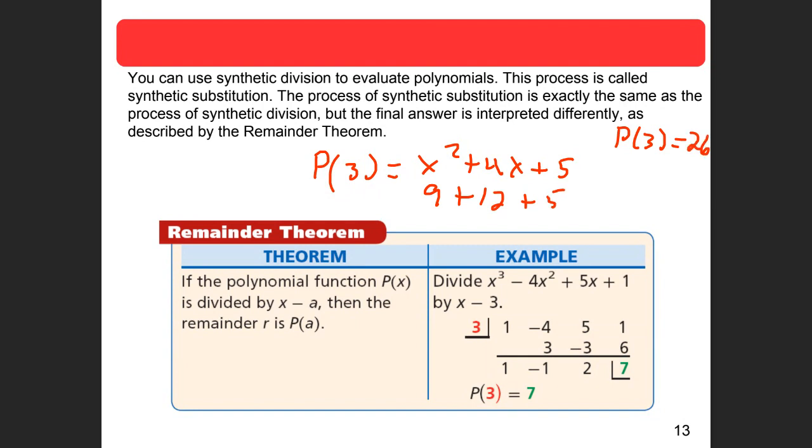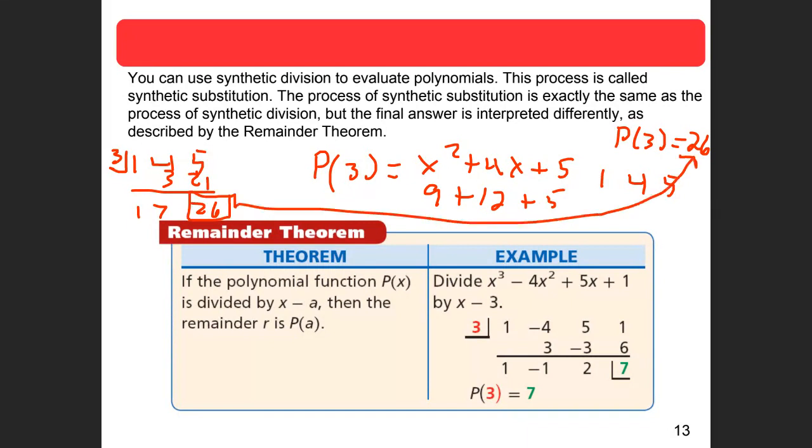Well, if you use synthetic division, you can do it also. So if I use synthetic division, I just put down the 1, the 4, the 5. Oops, I'll do it over here so I have more room to show you. And then the number we're plugging in is 3. So I just put 3 here. Bring down the 1. 3 times 1 is 3. 4 plus 3 is 7. 3 times 7 is 21. 21 plus 5 is 26. The remainder, lo and behold, is the value of that function.